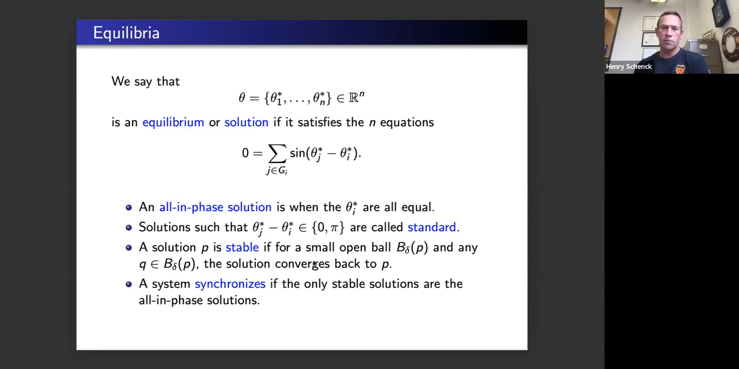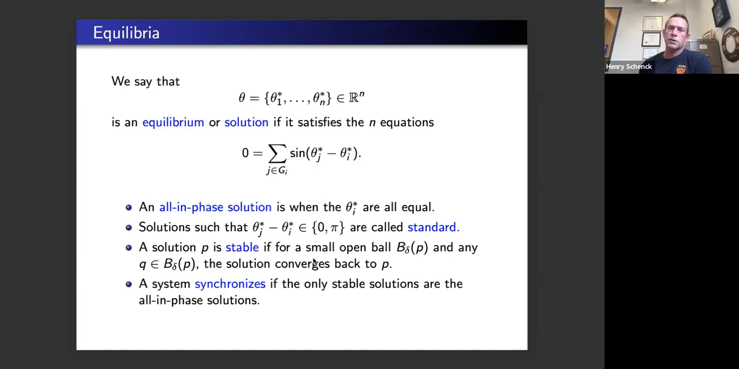And there's some formal language that I'll introduce now. So the all-in phase solution is a very simple solution if the theta I stars are all equal. So this is exactly the synchronizing solution where all the angles are the same. That means everything is flashing in unison. And that obviously solves the system because sine of 0 is 0. So if the theta I stars are all equal, we solve the system.